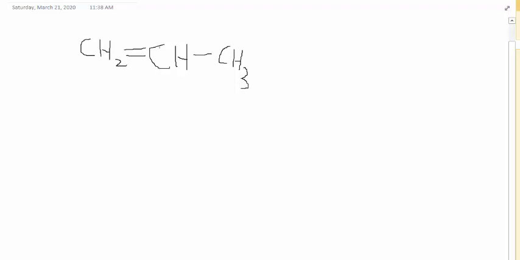This carbon already has 2 carbons bonded to it, so it is richer than the carbon on the left, which only has 1 carbon bonded to it. So the OH from the water is going to go here, and the H from the water is going to go on our carbon to the left.